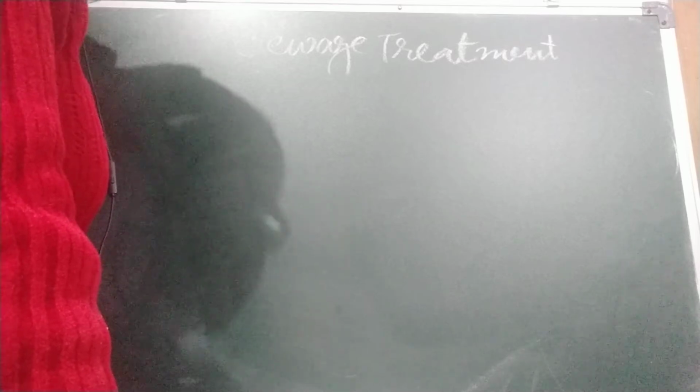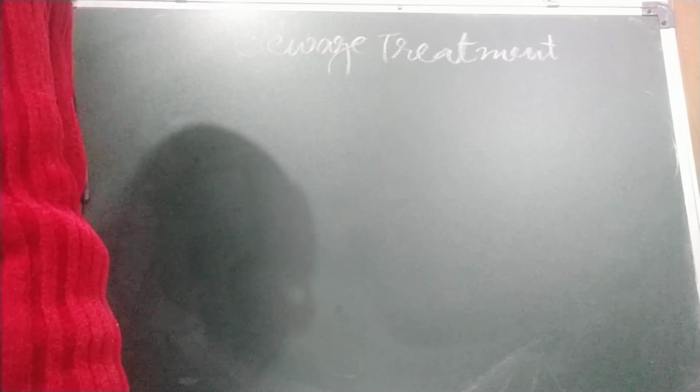Okay, there are some alternative methods of sewage disposal. First is the septic tank, second is the vermicomposting toilet. What is a vermicomposting toilet? This is a new method recently tested in India. Here we use red worms to treat human excreta and convert it into vermicompost, and this vermicompost we can use as fertilizer.